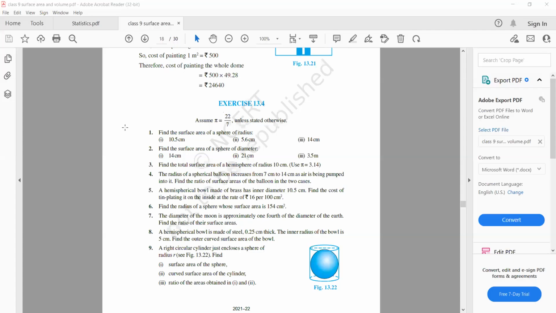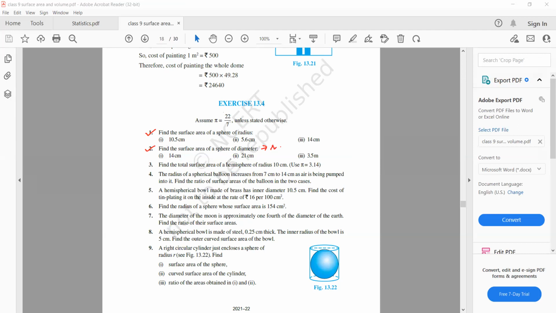Okay, Jaslyn, now see here. First question you can complete in the homework, right? So this is your homework. Again, find the surface area of a sphere of diameter. So this time diameter is given. So first of all, you can find radius and then again you can find surface area. Second question also your homework, right?